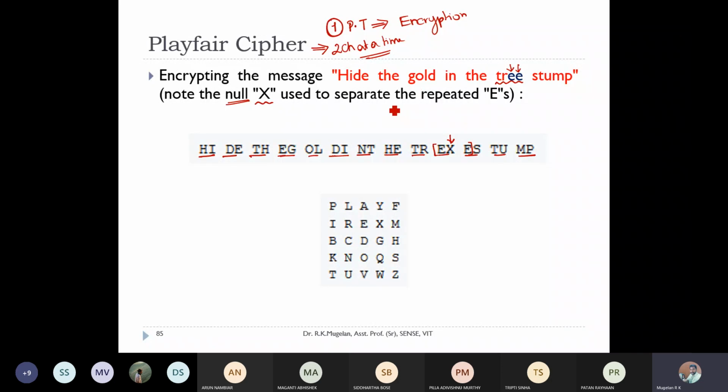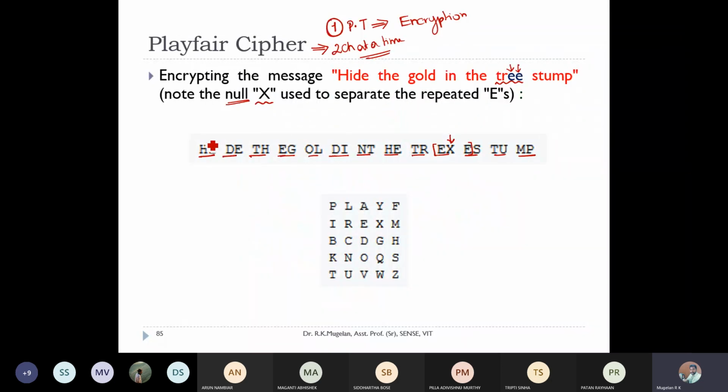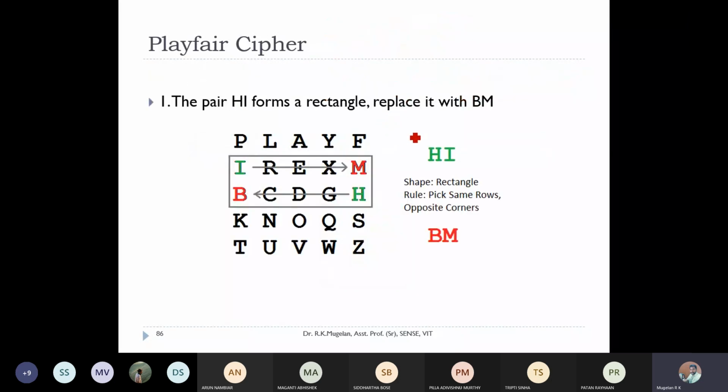Now we'll start with the encryption. The first digraph we take is HI. I'll locate these two letters, H and I, in the 5x5 table. I can see H and I are present here, and keeping H and I as corner elements, I can form a rectangle shape. So the first thing you have to check is what shape you are going to form. The first case is where you form a rectangle shape.